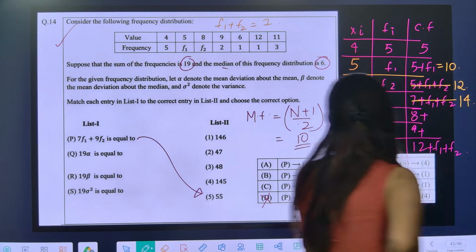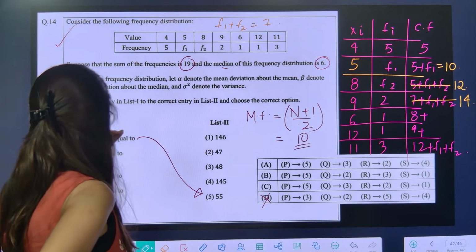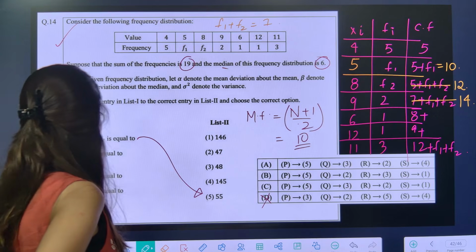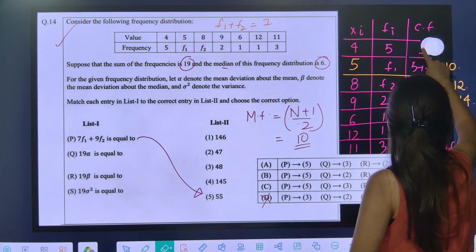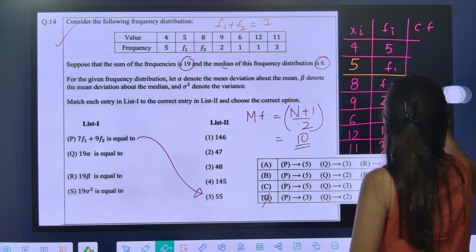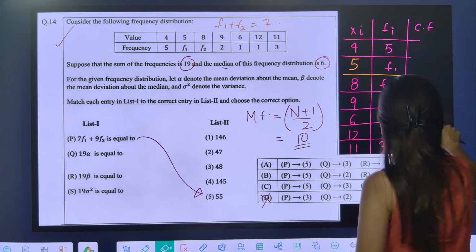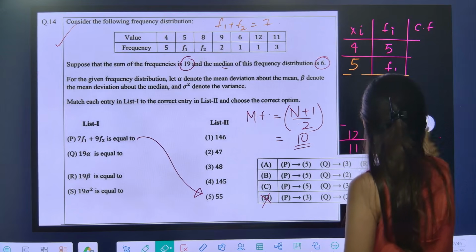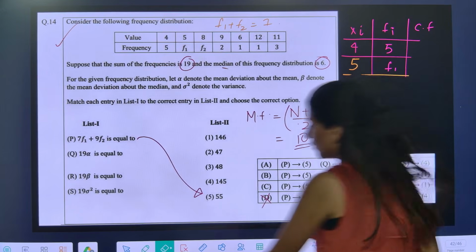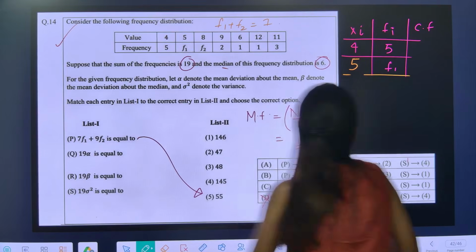So for the median class, have we arranged them in increasing order? No, we need to arrange them in increasing order. Oops. Okay, so let us arrange in increasing order, otherwise we will not get anything. So 4, 5 is correct.